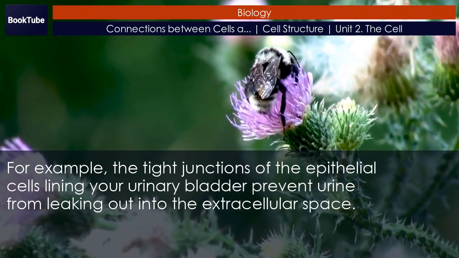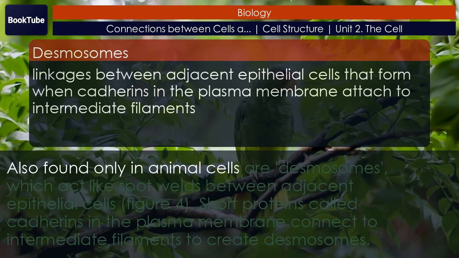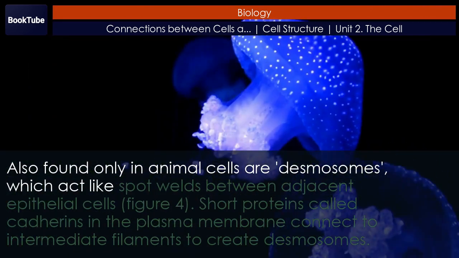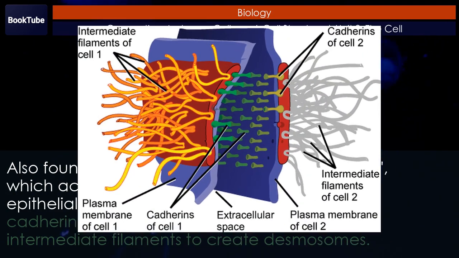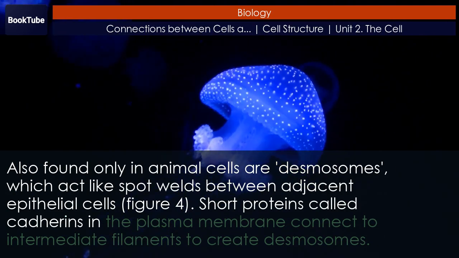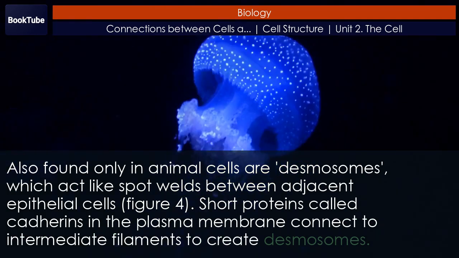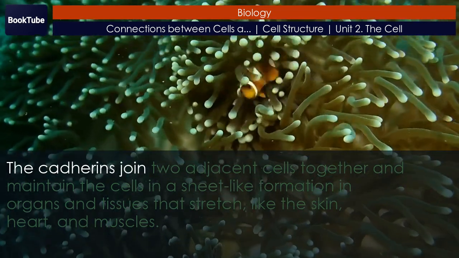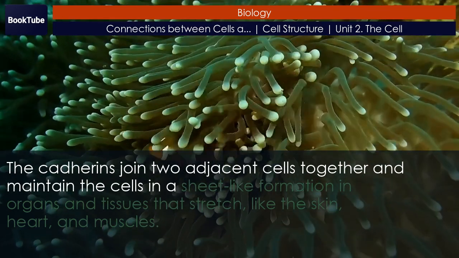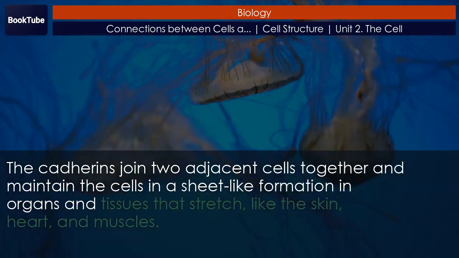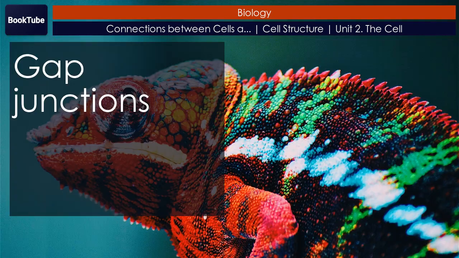Desmosomes, also found only in animal cells, act like spot welds between adjacent epithelial cells. Figure 4. Short proteins called cadherins in the plasma membrane connect to intermediate filaments to create desmosomes. The cadherins join two adjacent cells together and maintain the cells in a sheet-like formation in organs and tissues that stretch, like the skin, heart, and muscles. Gap junctions.